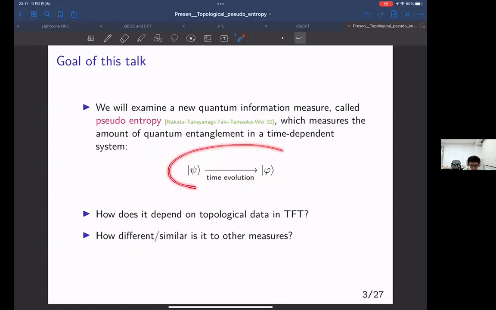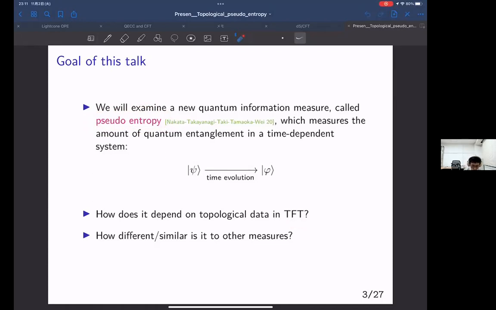So this is the original motivation to introduce pseudo-entropy. It was introduced by Tadashi and his collaborators last year. Since this is a very new quantity, not so much is known so far. So in my talk, I'd like to get some insights about the pseudo-entropy in simple examples, using topological field theory.